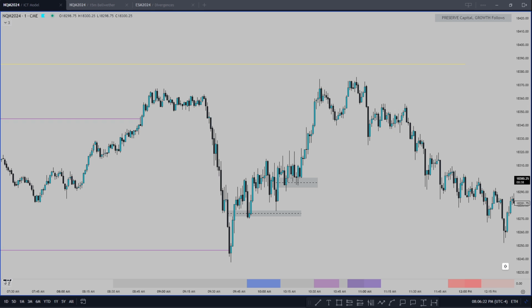So narrowing down the kill zone, you don't have to look between 8:30 and 11 or 8:30 and 12. Don't think you have to look between this. If you can narrow it down even more, that'll be beneficial to you for your mental capital. And just in life, if you could work less and make the same amount, why not?